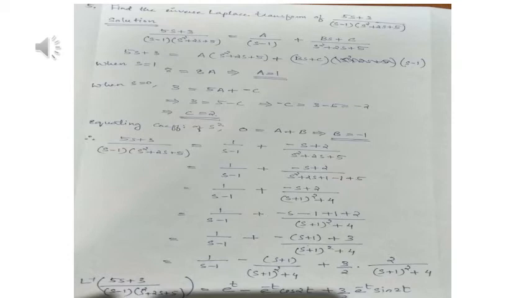So after taking the inverse Laplace transform, we will get the answer. The final answer is e raised to t for 1 by s minus a, and minus e raised to minus t cos 2t plus 3 by 2 into e raised to minus t sine 2t.